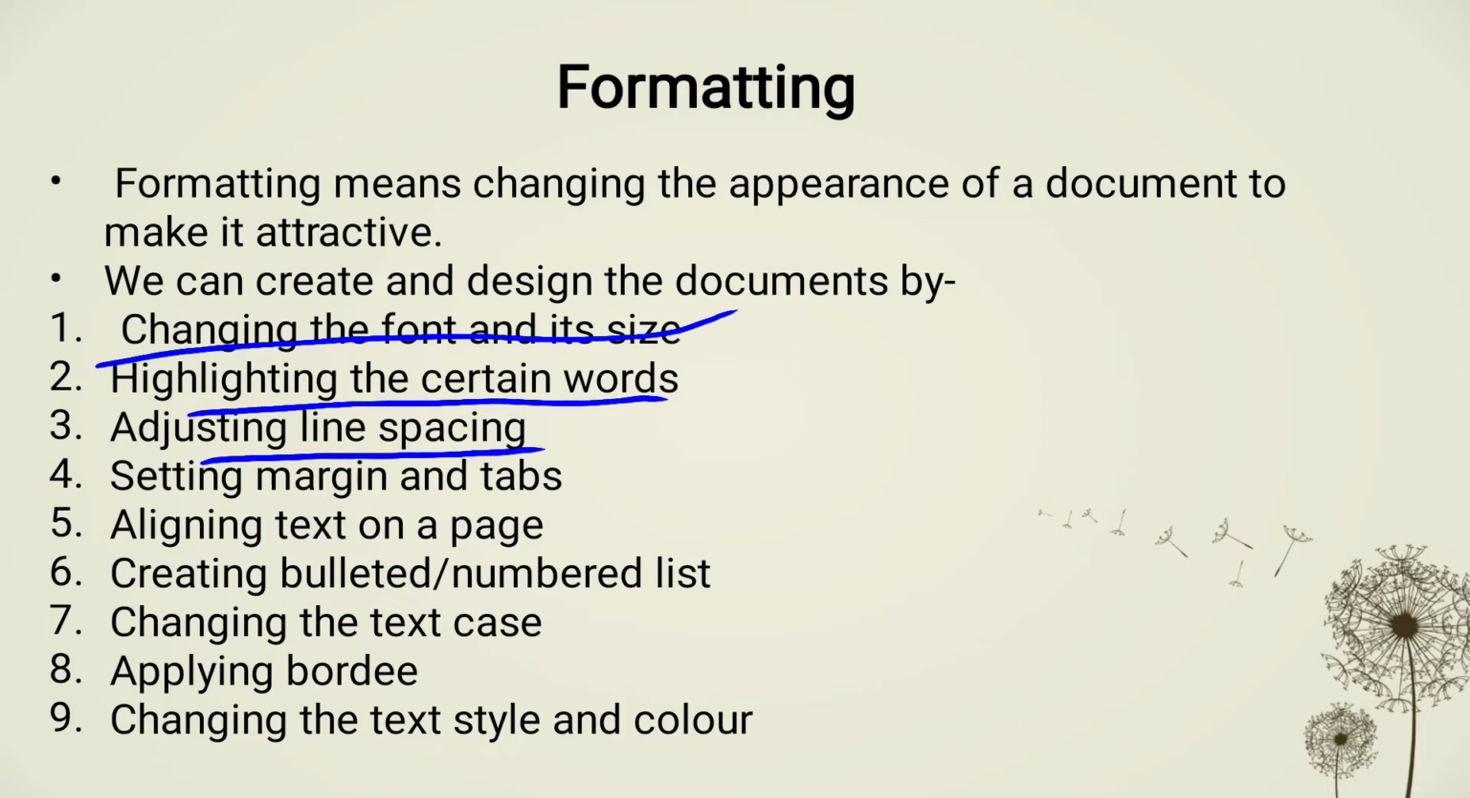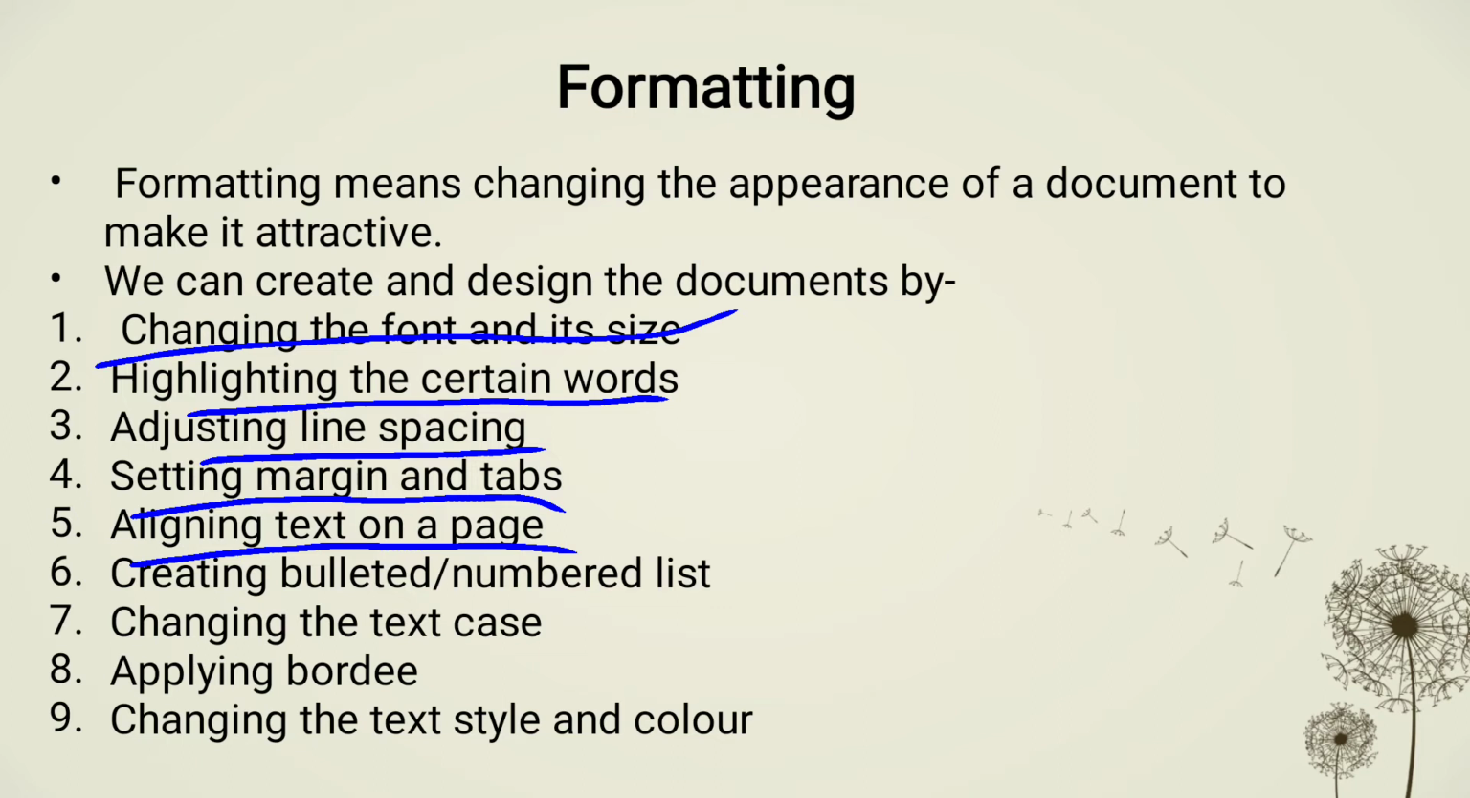Then adjusting line spacing. A proper line spacing will be required for making your document attractive or making an impression on others. Then setting margins. Proper margins of your document from left and right, from top and bottom, will make your document attractive. Aligning the text on the page means when you are typing something in a document, it should be well aligned to the left, right, top and bottom.